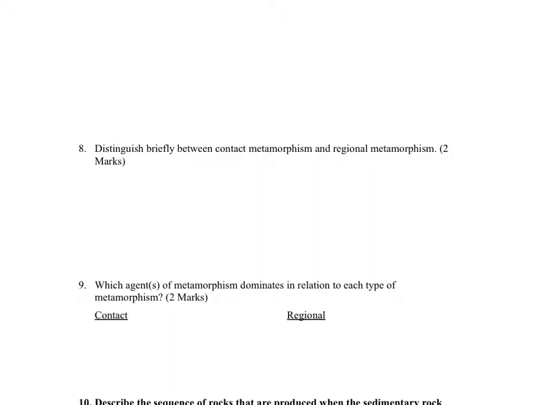Distinguish between contact metamorphism and regional metamorphism. This is a really important question. Contact metamorphism means that rocks have to come in contact with something that's incredibly hot. So typically it involves lava or magma. So already in this course we've talked about lava extrusions and magma intrusions. The other thing that could apply here is a meteorite impact.